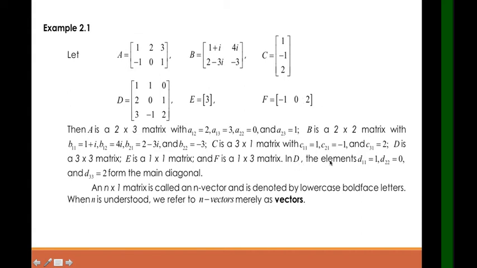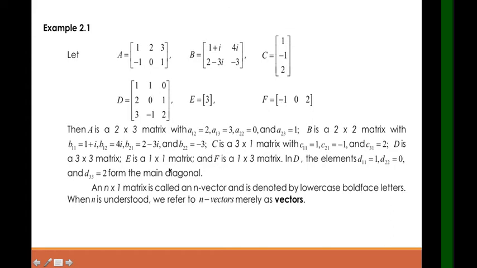In D, the elements D11 equal to 1, D22 equal to 0, and D sub 33 equal to 2 form the main diagonal. So this one is the main diagonal. Since it is a square, it has diagonal elements. An n by 1 matrix is called an n vector, which means it has n rows and 1 column. Okay? So meron siyang n row, just like this one. It has many rows but only 1 column.